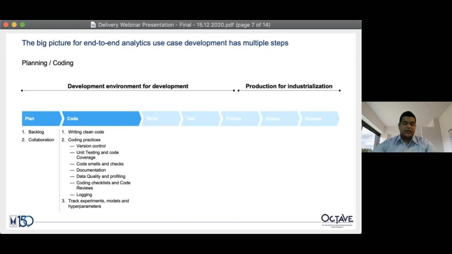So in terms of planning, collaboration, etc., this is what we are working towards and practicing at OCTAVE, which is very successful in terms of the process that we follow now as we speak.